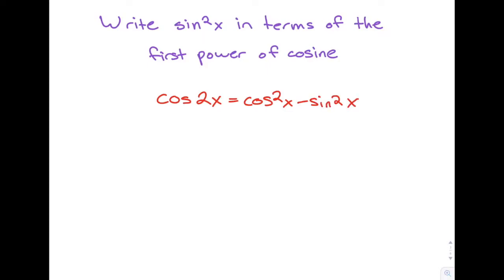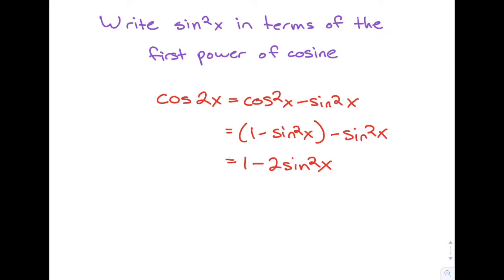Then if we want to substitute something in so we can write the double angle formula for cosine in terms of just sine or cosine, we can use our Pythagorean identity to do so. In particular, we're trying to write sine squared of x in terms of the first power of cosine. So that's making me think we need to substitute in 1 minus sine squared x. So we can simplify down to 1 minus 2 sine squared x.